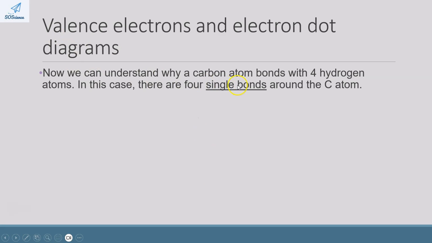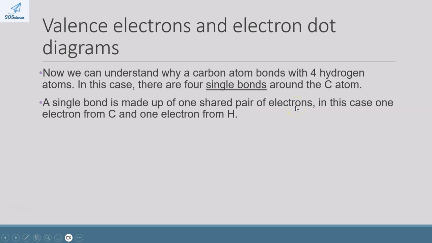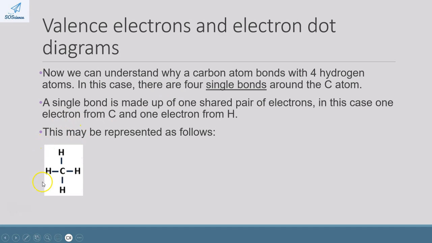Now we can understand why a carbon atom bonds with 4 hydrogen atoms. In this case, there are 4 single bonds surrounding the carbon atom. And a single bond is made up of one shared pair of electrons, meaning one electron comes from carbon and the other electron comes from hydrogen. And this may be represented like this, with single lines, where each line represents a shared electron pair.